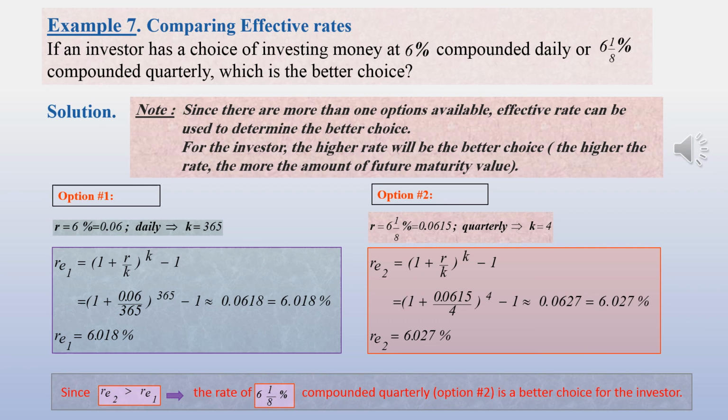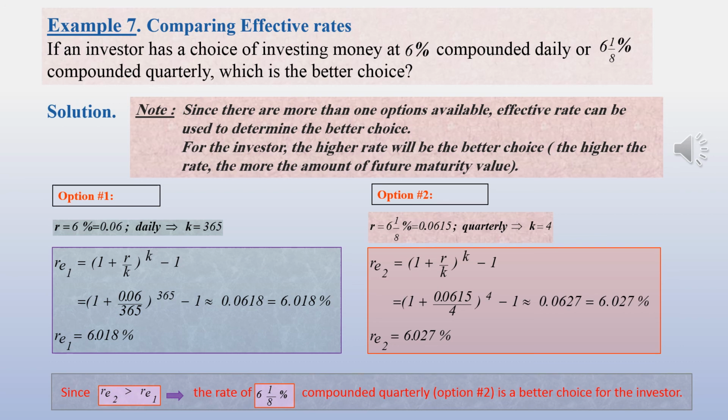Option number 1, R equal to 6% and compounded daily. So it means K equal to 365. While option number 2 is R equal to 6 1/8% and compounded quarterly, which is K equal to 4. So for option number 1, using the formula of effective rate, Re equal to (1 plus R over K) to the degree of K, minus 1, we get the effective rate is equal to 6.018% for option number 1.